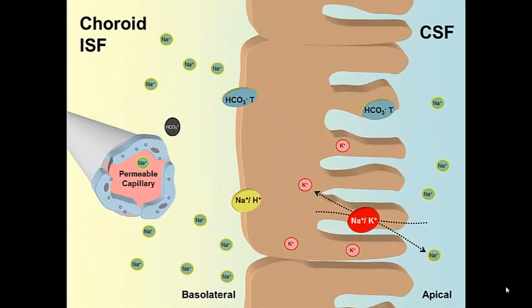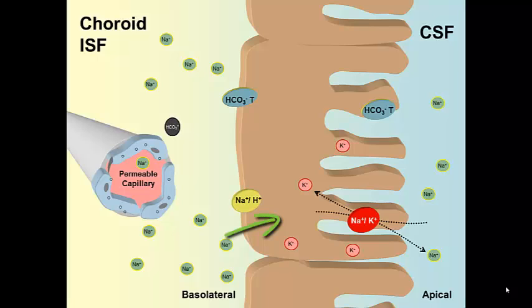Because of the activity of the sodium-potassium pump, there will exist a very favorable electrochemical gradient for sodium to move from the choroid ISF into the epithelial cell. That is, the sodium concentration inside the epithelial cell is very low compared to the concentration outside in the ISF. So this is going to create a concentration gradient which is going to favor the inward movement of sodium. Also, because of the role of potassium permeability in generating a resting membrane potential, because the resting membrane potential is very negative, this is going to make a very favorable electrical gradient for sodium to move.